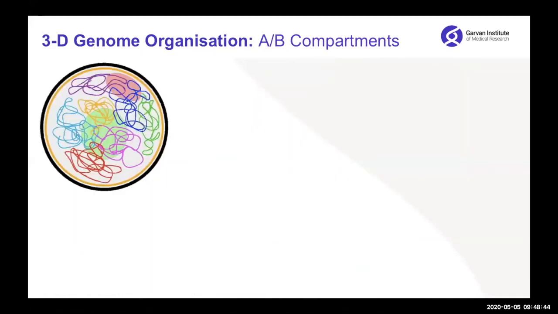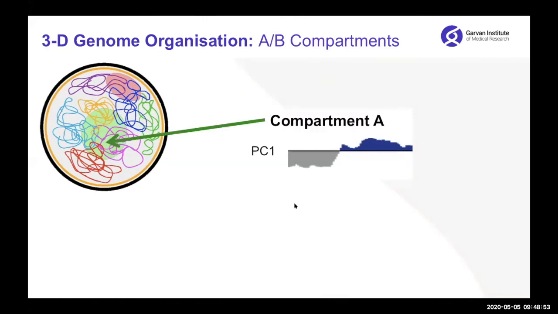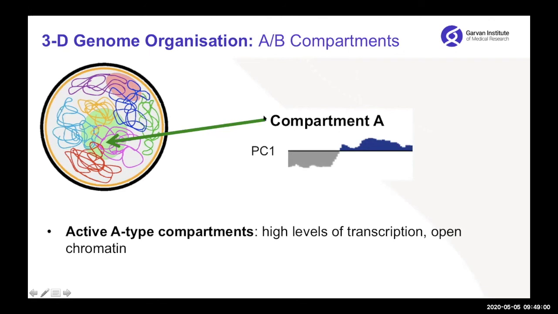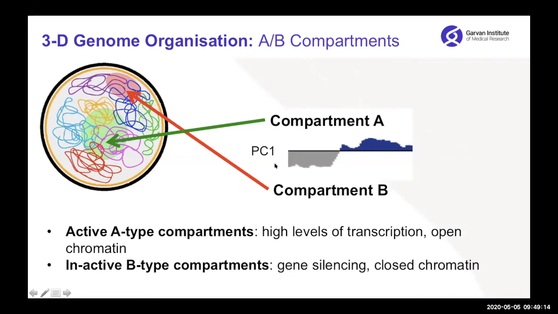We also looked at another layer of 3D genome organization, which is the A and B compartments. So these are chromosomal compartments that are either active, which we call compartments A, or silenced. So compartments A are associated with high levels of transcription and open chromatin, while compartments B are usually located on a periphery and are associated with gene silencing and closed chromatin.